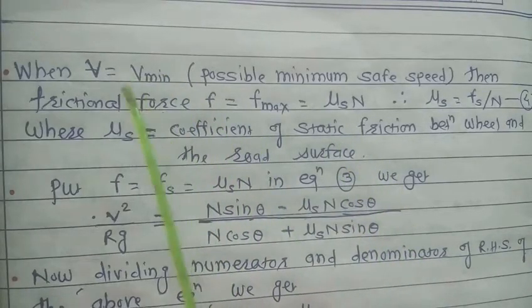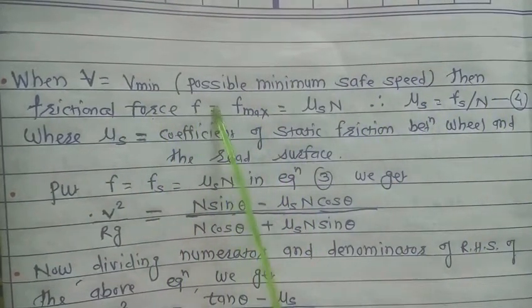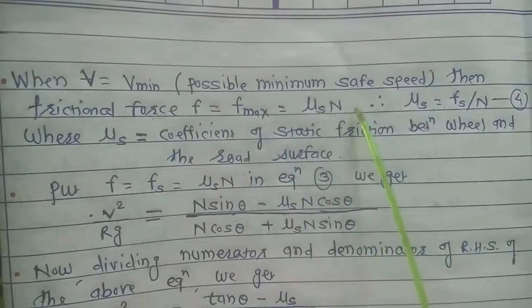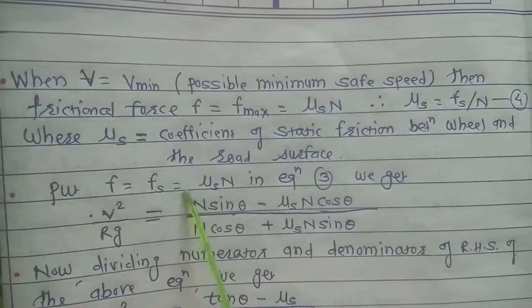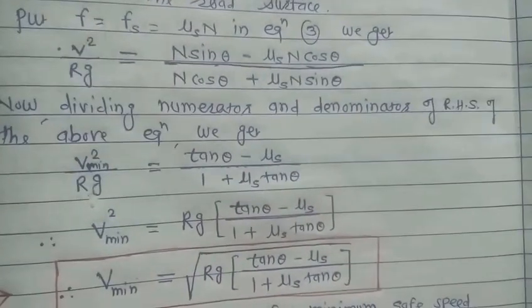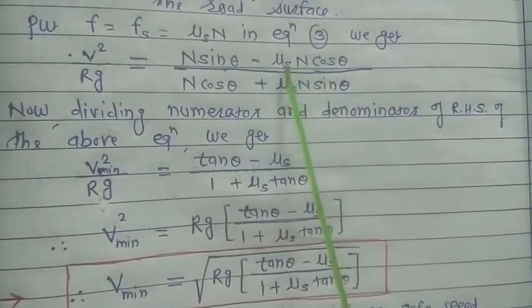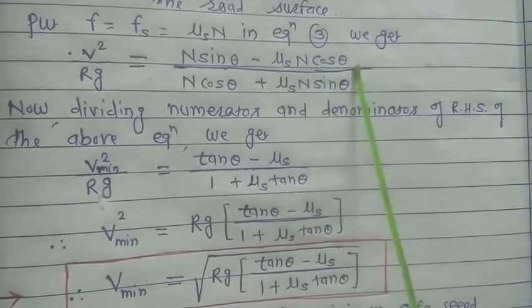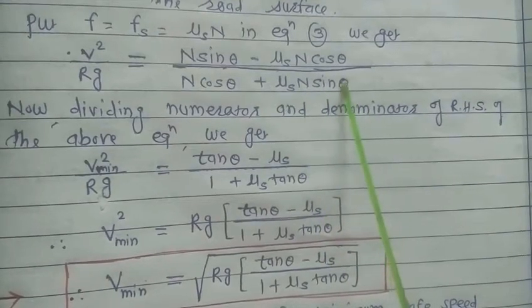Now when the safe speed v is minimum, that is the possible minimum safe speed, then the frictional force F is maximum, and that is equal to mu s into N, where mu s is the coefficient of static friction between wheel and the road surface. Therefore, put F equal to Fs equal to mu s into N in equation 3. We get v square upon rg equal to N sin theta minus mu s N cos theta divided by N cos theta plus mu s N sin theta.